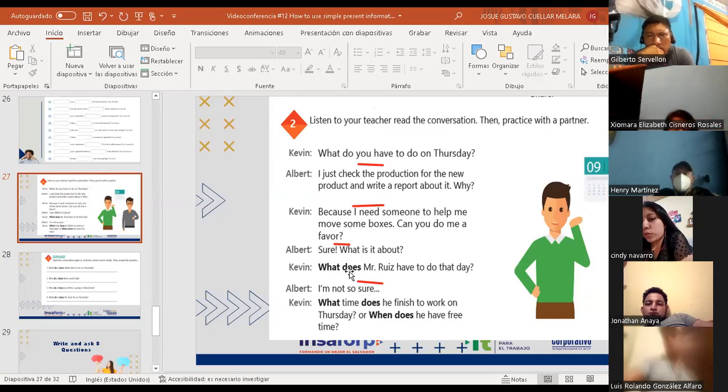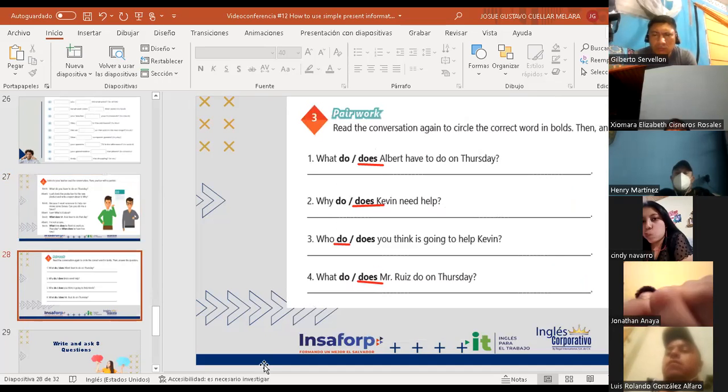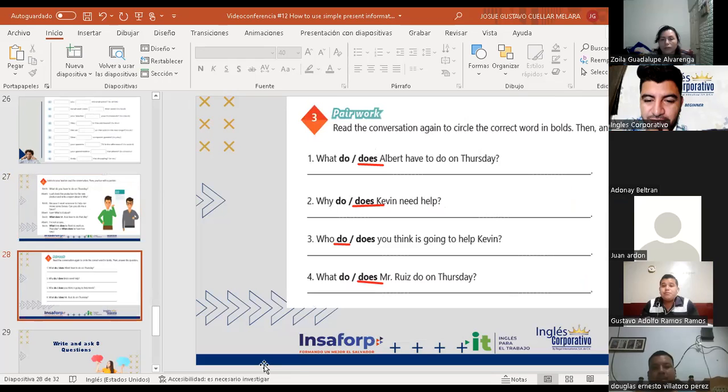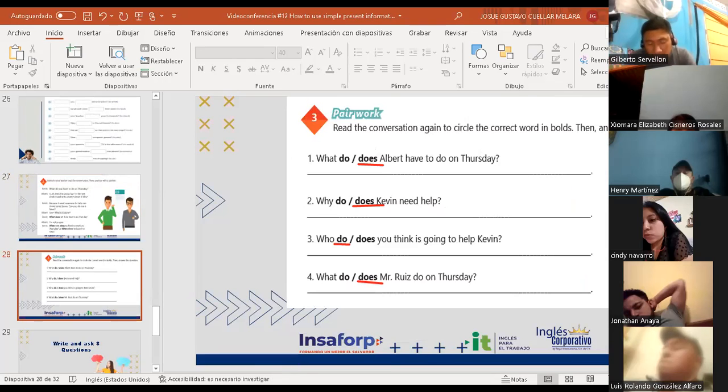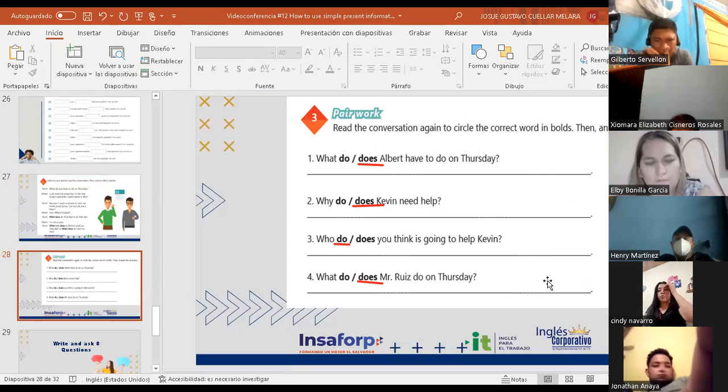Podría ser Albert o podría ser Mr. Ruiz. Albert, seguro le dice, sure, what is it about, ¿qué puedo mover? Le dice, ¿puedes hacerme un favor? Seguro, ¿de qué se trata? Y le dice, what does Mr. Ruiz have to do that day? O sea, le está pidiendo ayuda para que Mr. Ruiz le ayude. Sería Mr. Ruiz, ¿ok? Ok, very good, Carmencita. And finally, let's listen to Ivania, number four. Okay, Ivania.